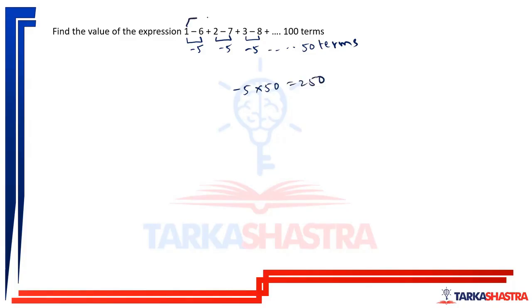Other way to look at it is alternate terms are in arithmetic progression.